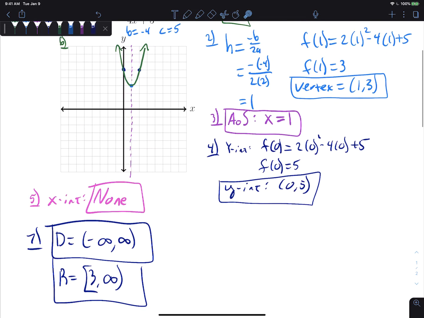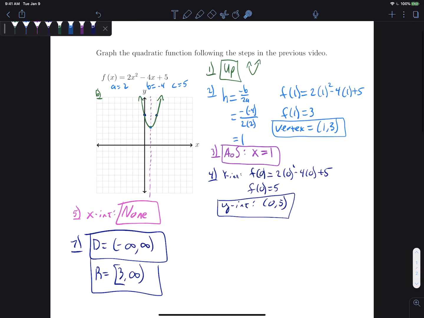Alrighty. Well, I believe that's it for this particular video. I already showed you how you can graph these in my math lab. It's really not that hard. Just be sure to graph the vertex and then any other point.